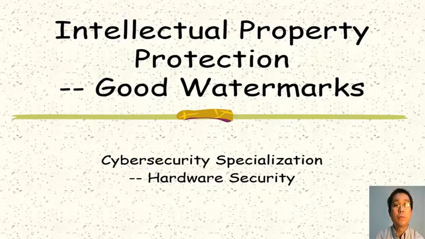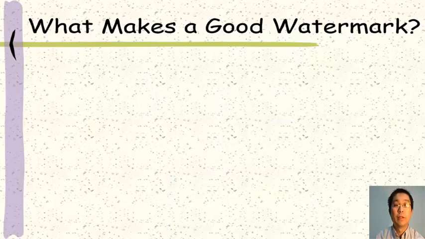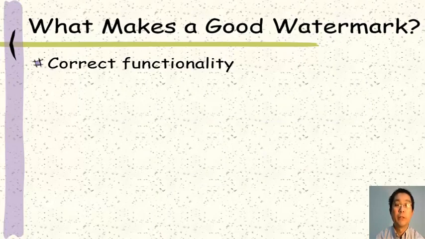Now we discuss what the requirements of a good watermark are and some advanced techniques to design digital watermark. First, a good watermark has to preserve the correct functionality of the intellectual property, because otherwise the watermarked IP fails to meet the design requirements and will have no value. Second, the design overhead introduced by the watermark must be negligible or very low.